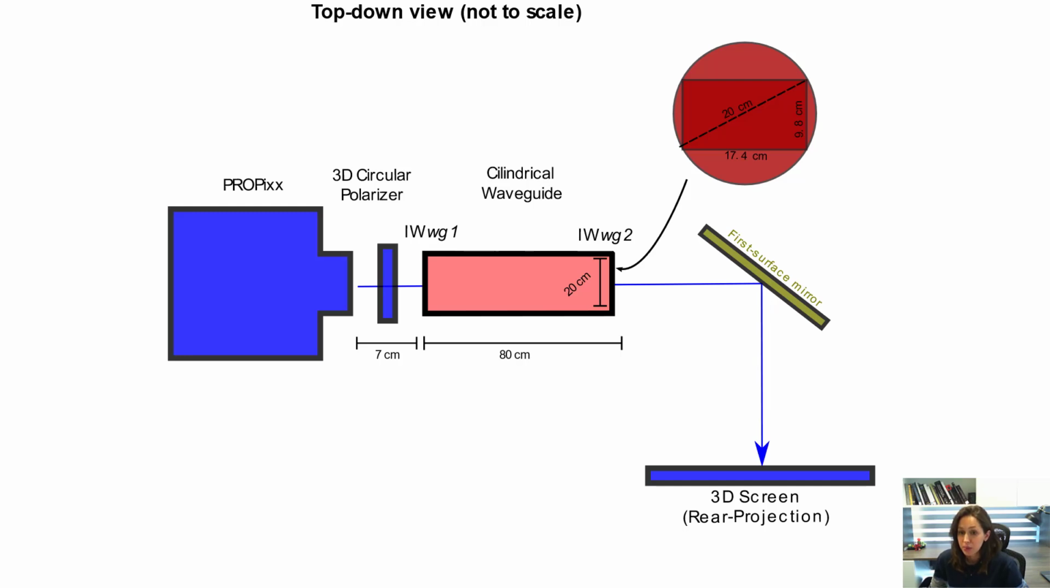Now, when you finalize the projection layout, it's also important to make sure that the waveguide itself is large enough to let the image through unclipped.